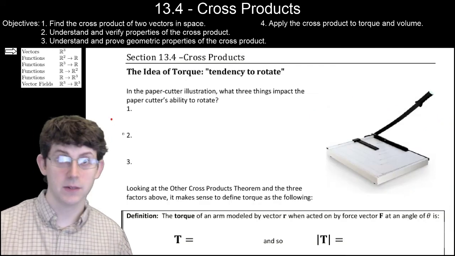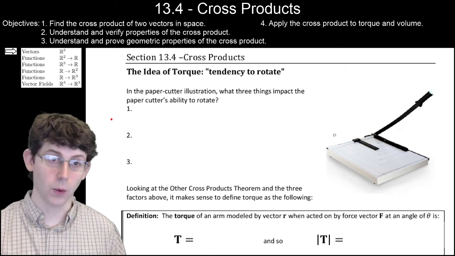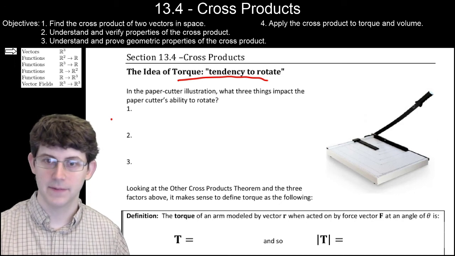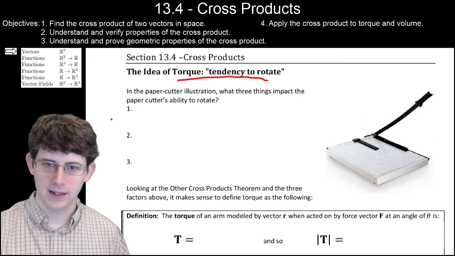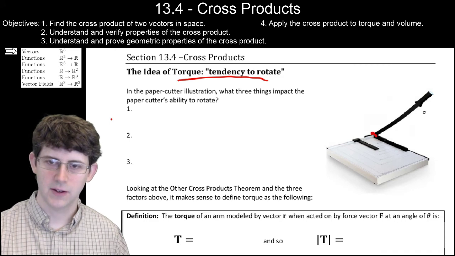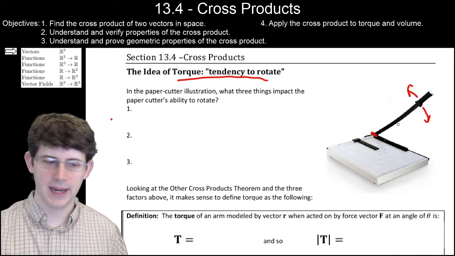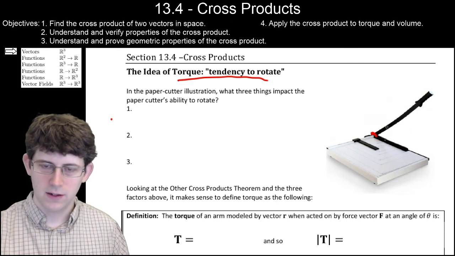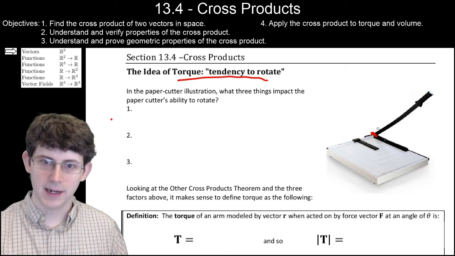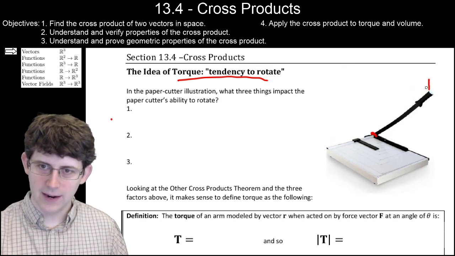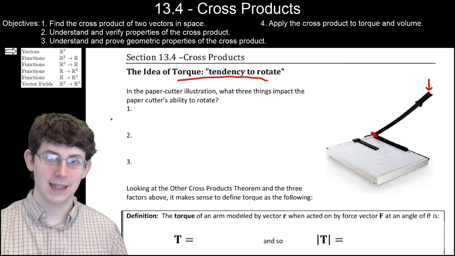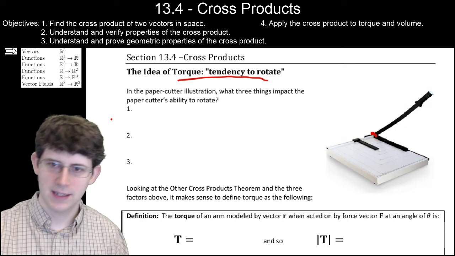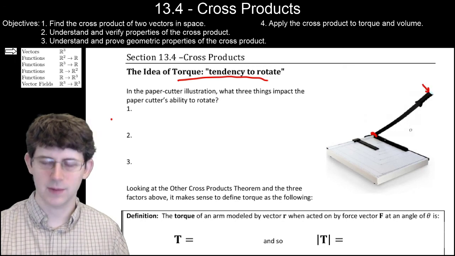The last application we'll do of cross products is that they're good for torque. So the torque is the tendency to rotate. If you take a paper cutter and there's a hinge here so that the paper cutter can go up and down, and you pressed your hand straight down right here, you would get the paper cutter to swivel. But it would be more efficient to take your hand and push this way, like pull this way.